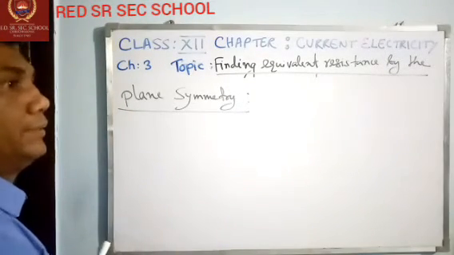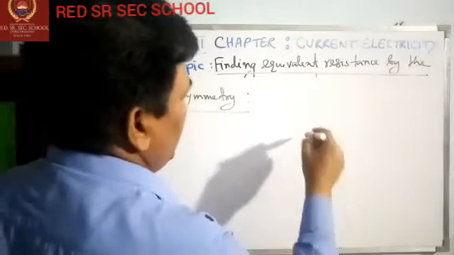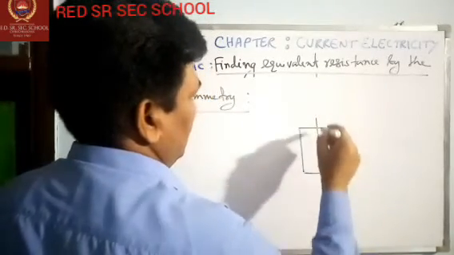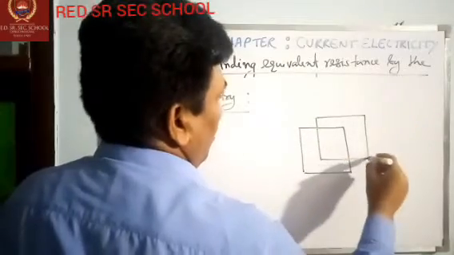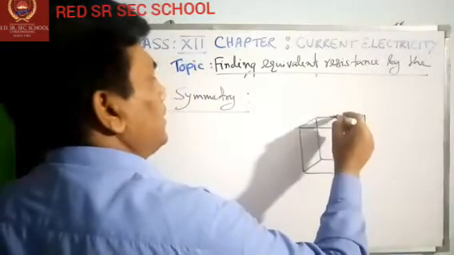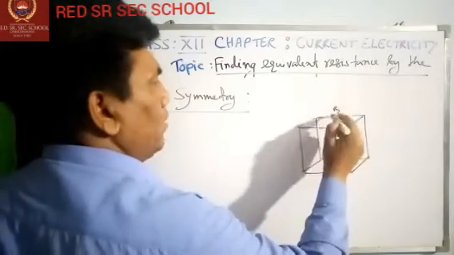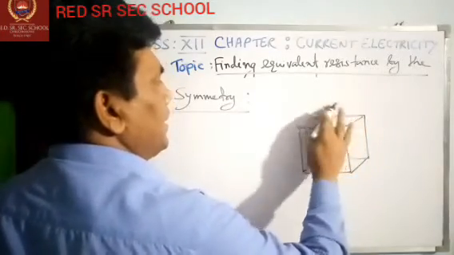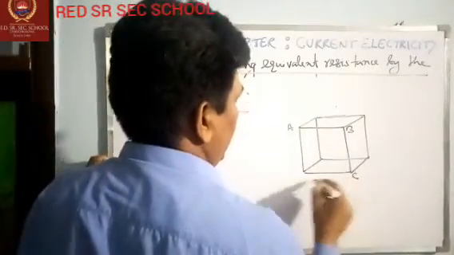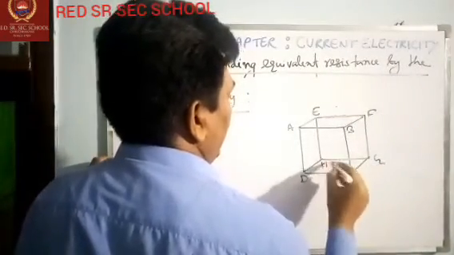Let us consider a figure. So this is a cube. All the branches have resistance R. Okay, no need to draw, you understand all these things. Say this is A, B, C, D, E, F, G, H.